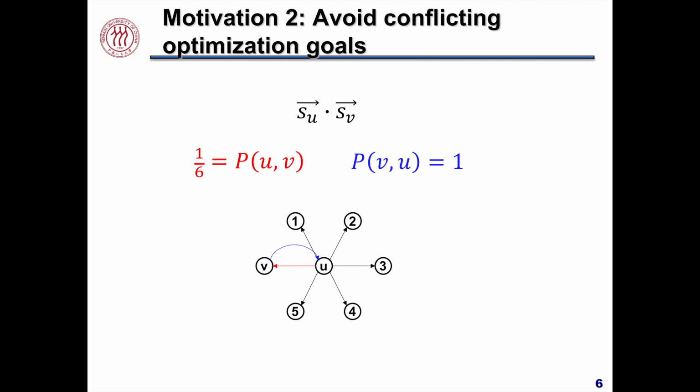Second, many existing methods suffer from conflicting optimization goals. As we can see, P(U,V) is 1/6 and P(V,U) is 1. Letting the inner product approximate unequal values will hurt the quality of embedding.